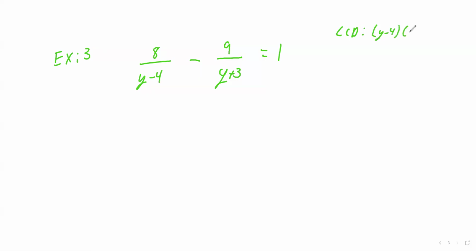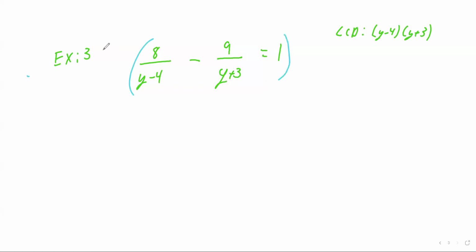Let's try another example. We'll call this example 3. So this is 8 over y minus 4 minus 9 over y plus 3 equal to 1. So there's another one in the book that I'm going to pull as well. But again, notice now we have 3 rational fractions because technically a whole number can always be a fraction by putting it over 1. So when I look at my least common denominator, I have y minus 4 and y plus 3.